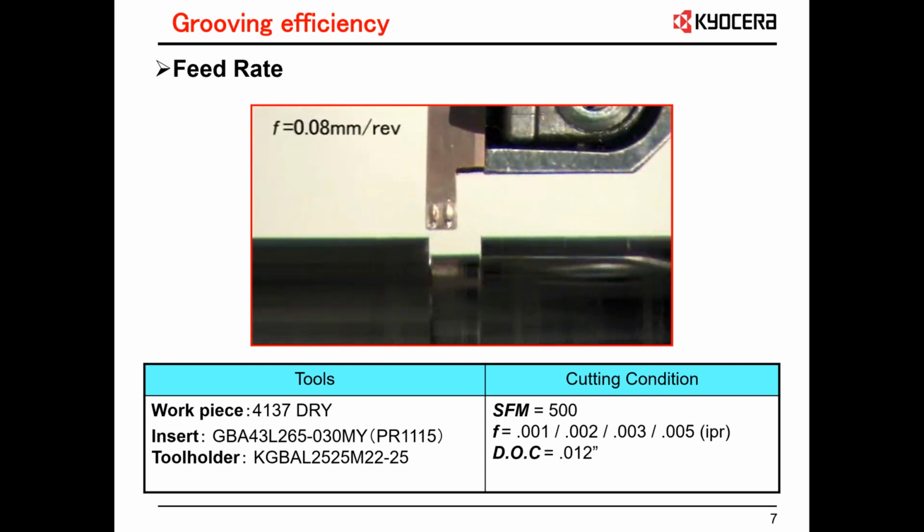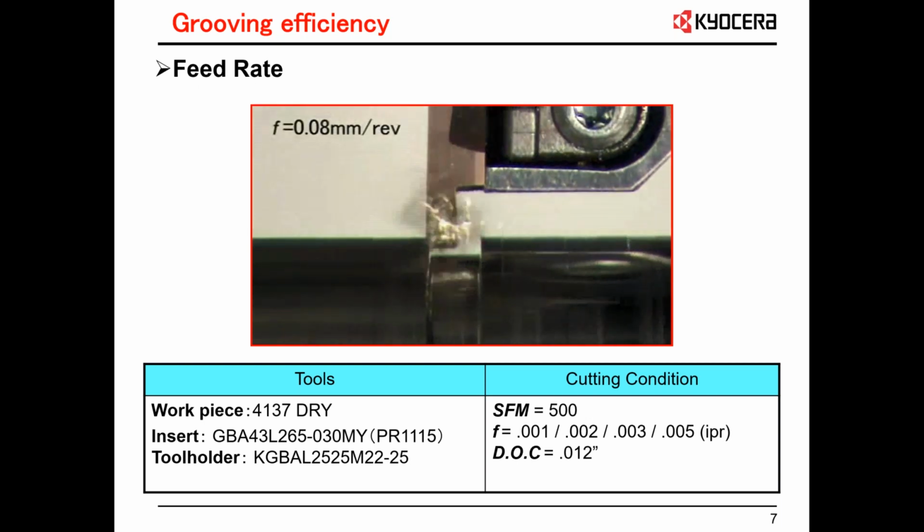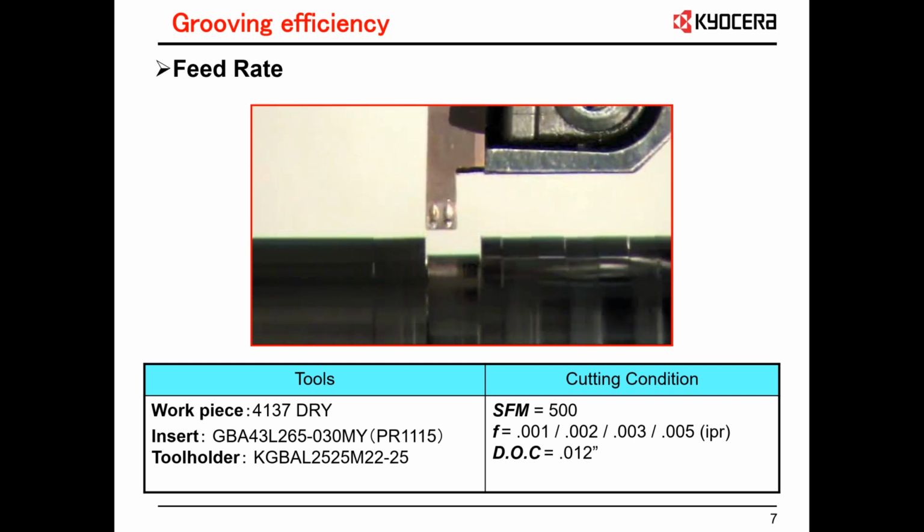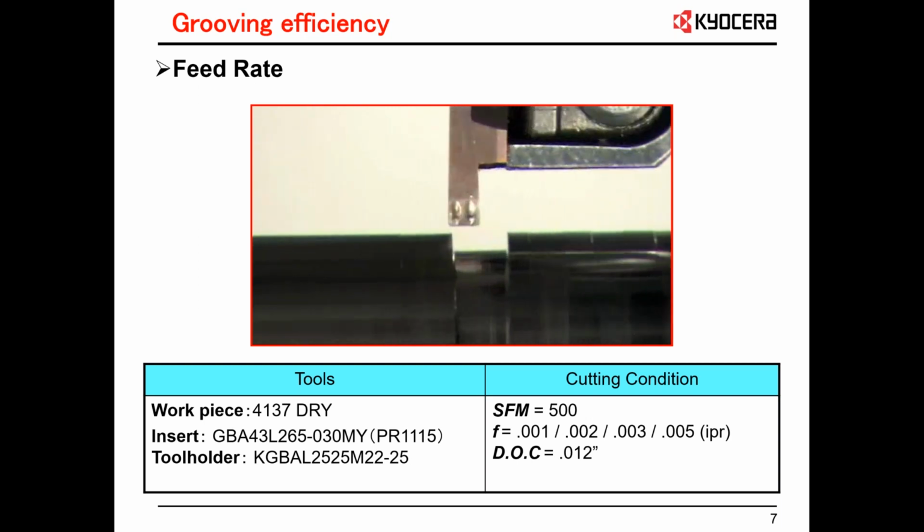Now 3. And finally 5 thousandths per rev.